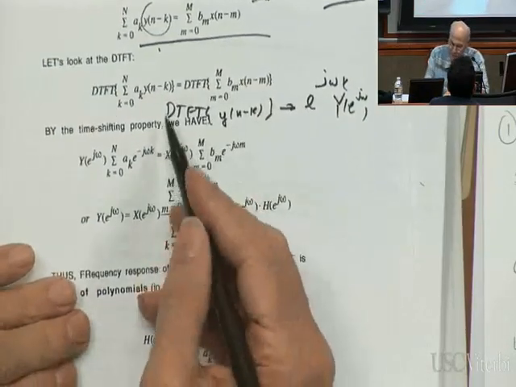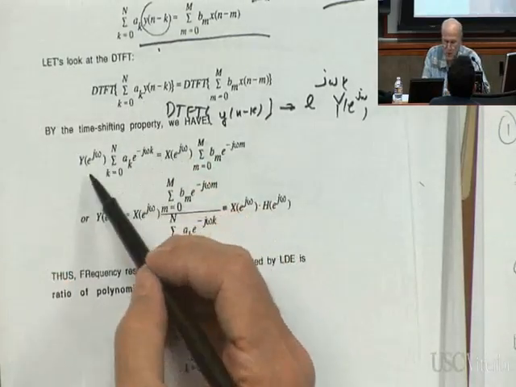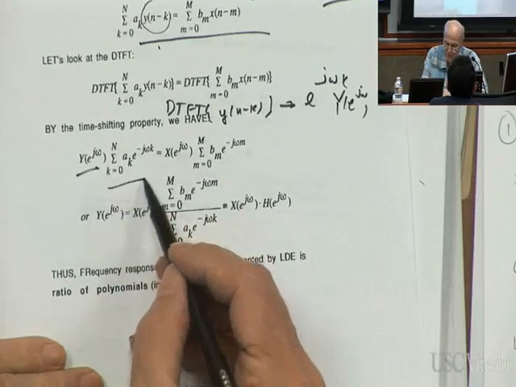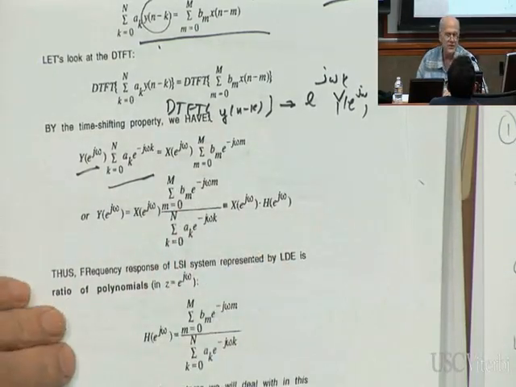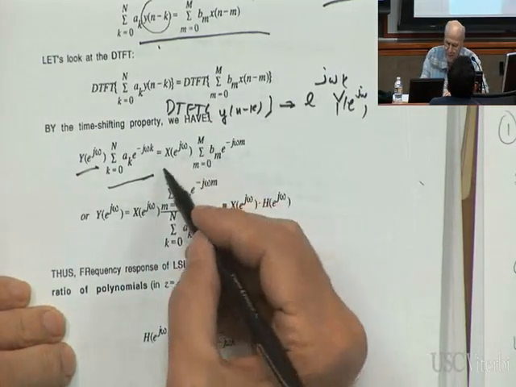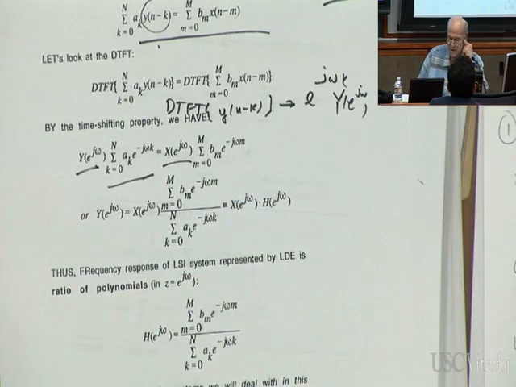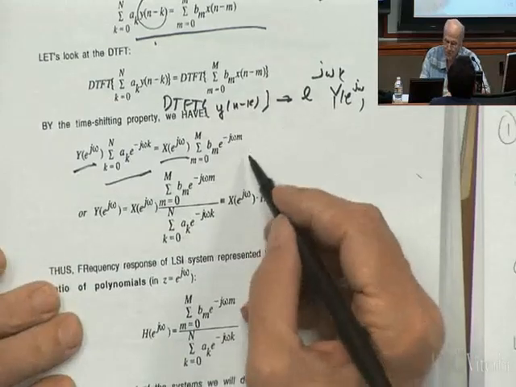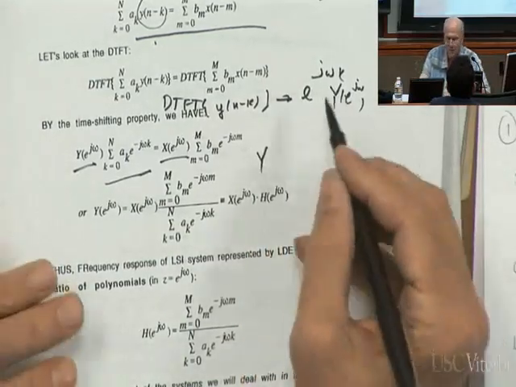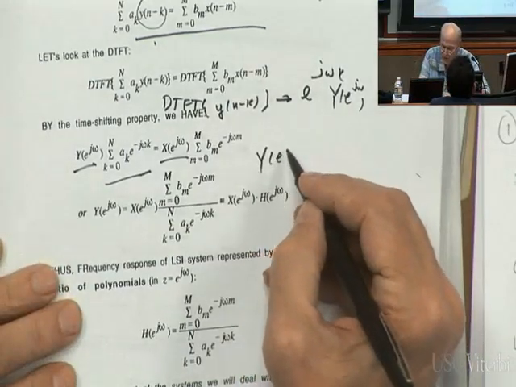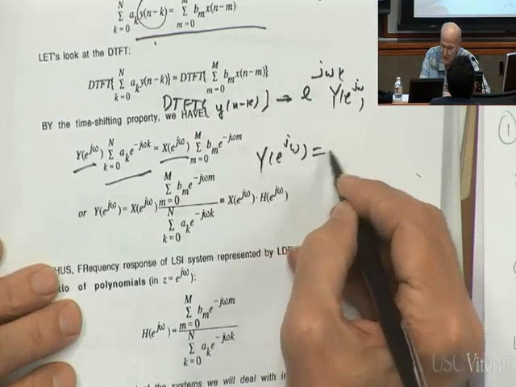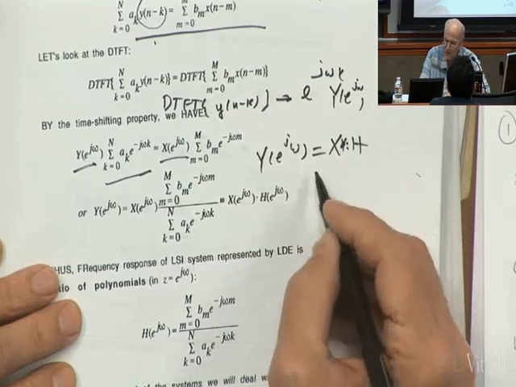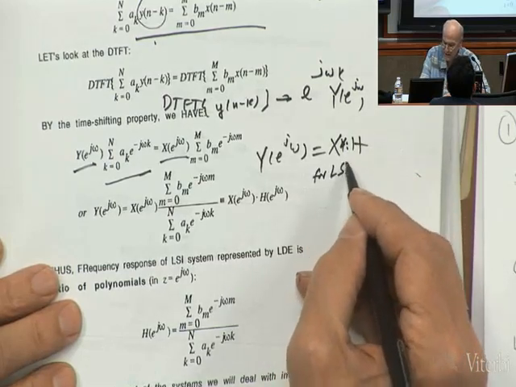So what that means is that you can take the Y of e to the j omega, pull it outside, and you're just left with a polynomial in e to the minus j omega k. Same thing on the X side. And then guess what? If it's a linear shift invariant system, by our handy-dandy theorem we showed, we know that this is equal to X times H for an LSI system.